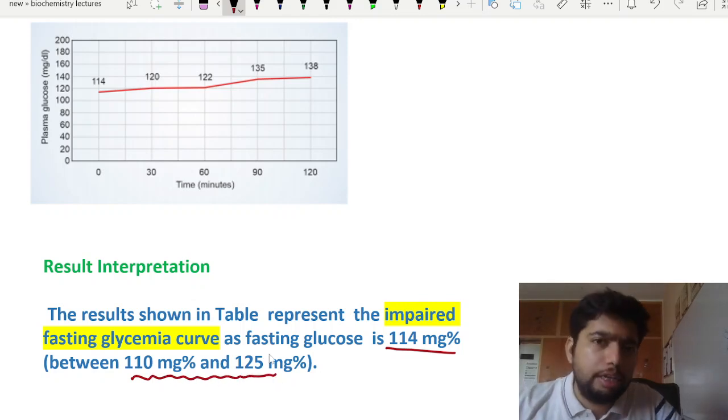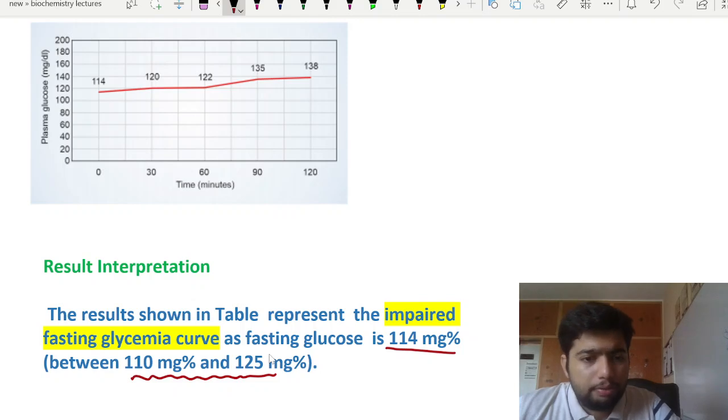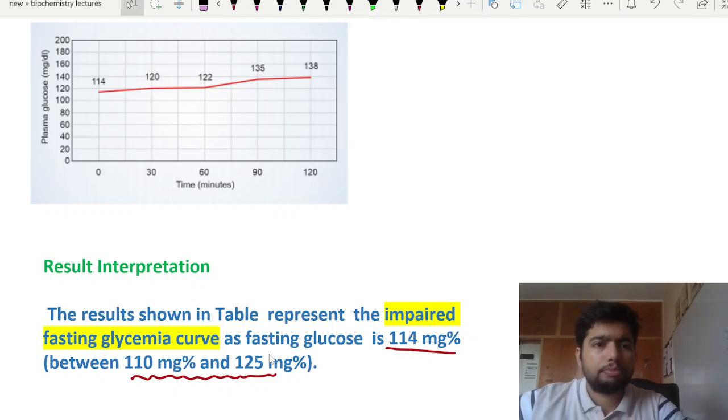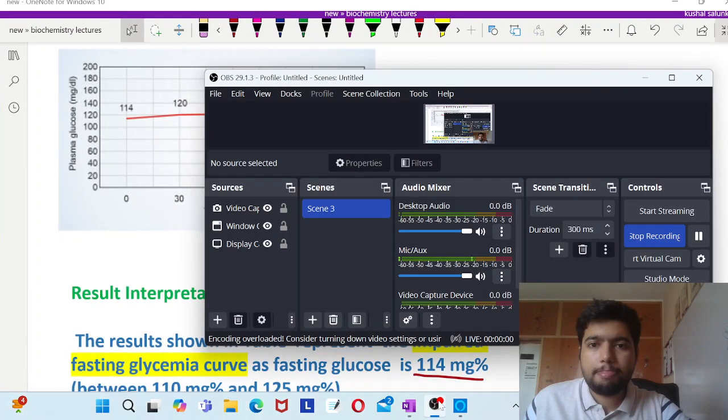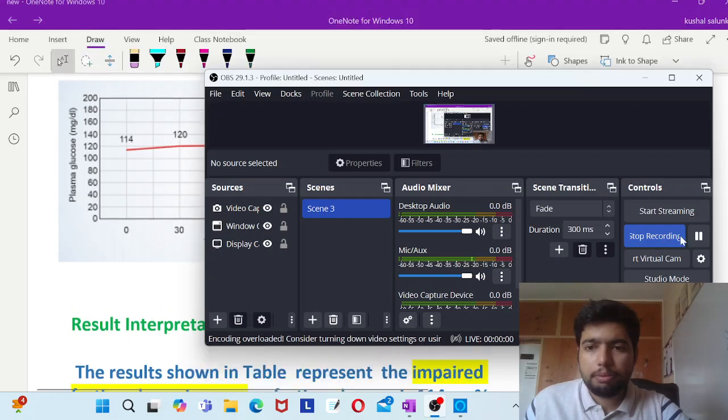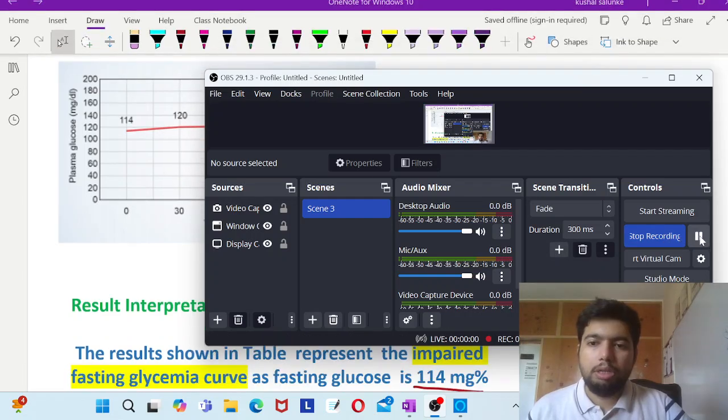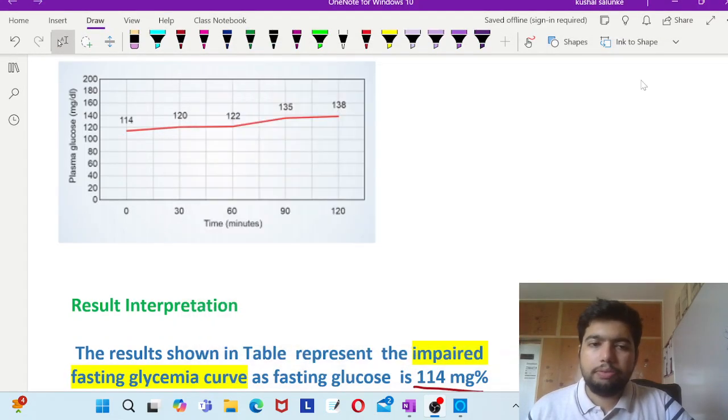Mainly 3 or 4 graphs are there to look for. Whenever it ranges between 110 and 125, you should diagnose it as an impaired fasting glycemia curve. Okay, this is very clear.